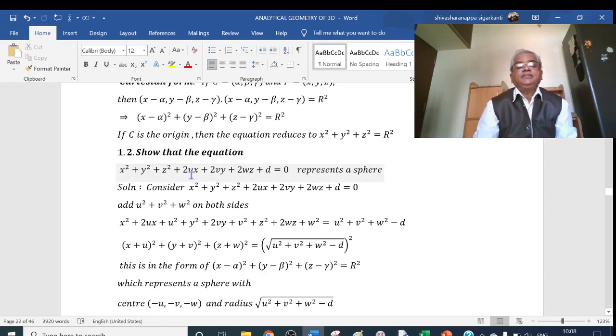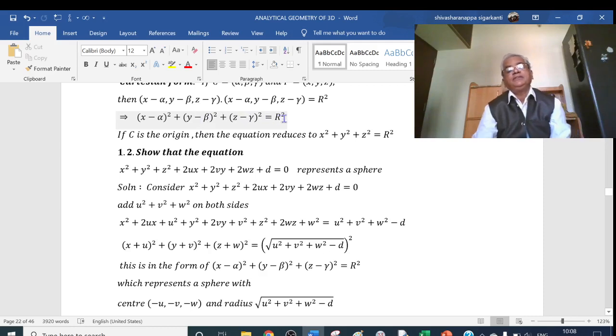So we have to show that this represents a sphere. And we know that any equation of this form, (x − α)² + (y − β)² + (z − γ)² = r², represents a sphere whose center is (α, β, γ) and whose radius is equal to r.